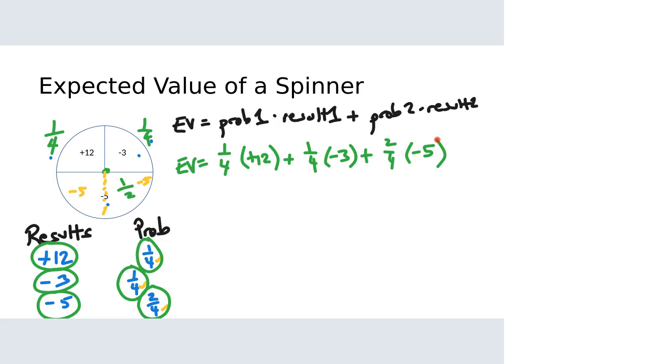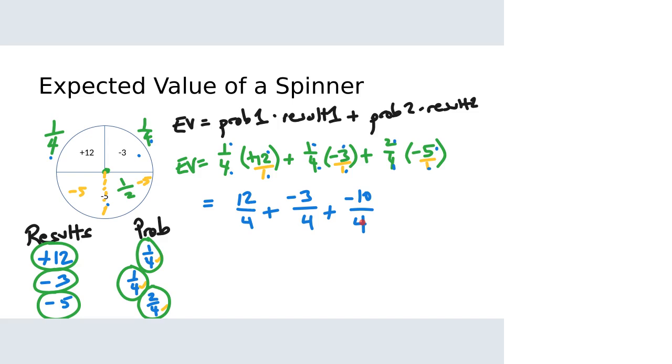You might find it helpful to rewrite those whole numbers as fractions before you multiply. That's totally fine. And now continuing our process of simplifying, we're going to multiply numerators. 1 times 12 is 12. Multiply denominators. 4 times 1 is 4. 1 times -3, make sure you bring the negative along. 4 times 1 is 4. And 2 times -5 is -10. 4 times 1 is 4.